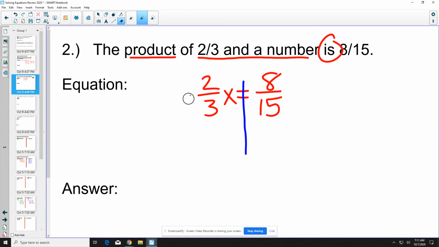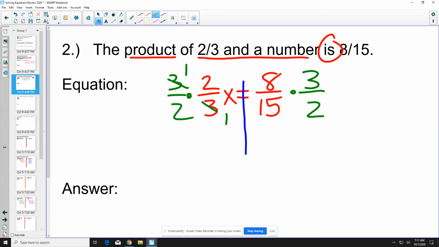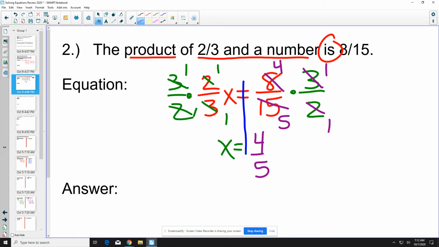So the step here would be to multiply both sides by 3/2, right? Because if I multiply by 3/2, what will happen is my 3's will cancel here, my 2's will cancel here, and I'll get a 1x, and that's what I want. On the other side, do you see the cancellation? Yes, so 2 goes into 8, 4, 2 goes into 2 once. You can also cancel your 3 and 15. 3 goes into 15, 5, 3 goes into 3 once. When we multiply across, we will get our answer, x equals 4/5.